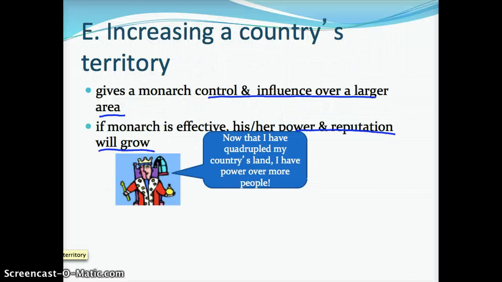Increasing a country's territory. So if a monarch controls a large area of land, it's highly likely that they'll be more influential than someone who controls a smaller country. So that's as long as they're a good monarch. If they're ineffective, this is going to be bad. A lot of people aren't going to like them. But if they are in charge of a bigger area, they might have more control and influence because they are controlling and influencing more people.